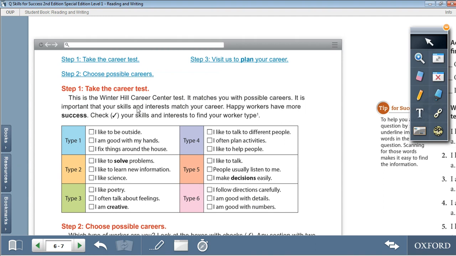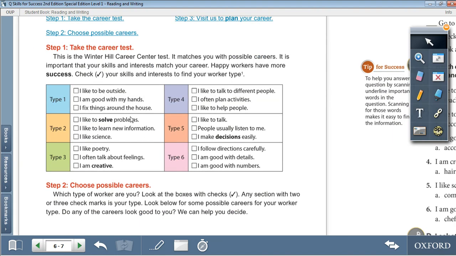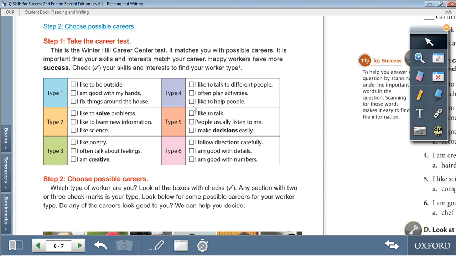It is important that your skills and interests match your career. Happy workers have more success. Check your skills and interests to find your worker type. So students must do this test while reading the website. If it's a skill or an interest you have, you just check it. After that, any box with 2 or 3 checks will be a type suitable for you.